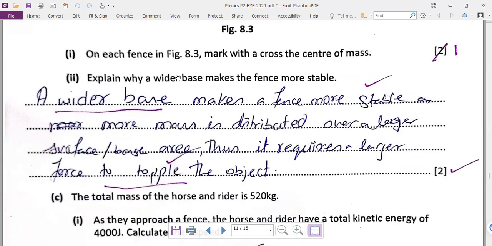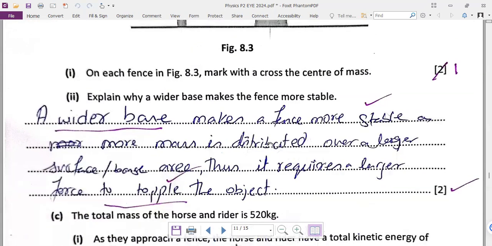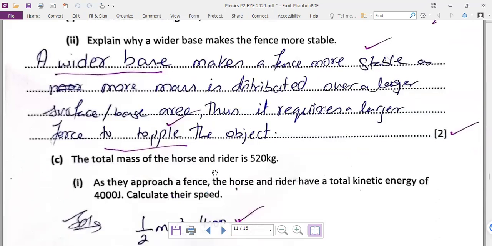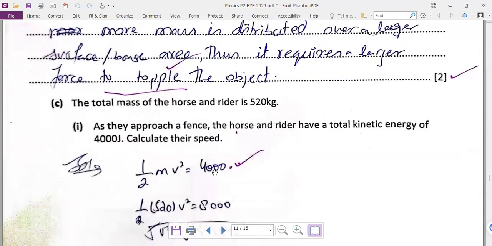Explain why a wider base makes the fence more stable. A wider base makes the fence more stable as more mass is distributed over a large base area. Yes, it is correct. Very good answer. You can also write that a wider base is more stable because the center of gravity is lower for a wider base. That will be an easy answer.